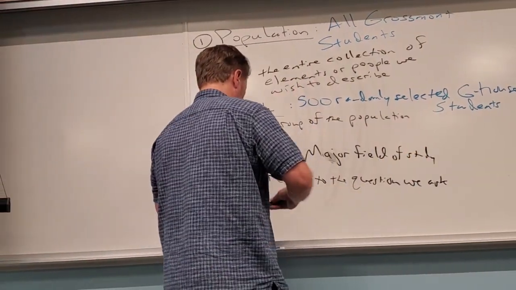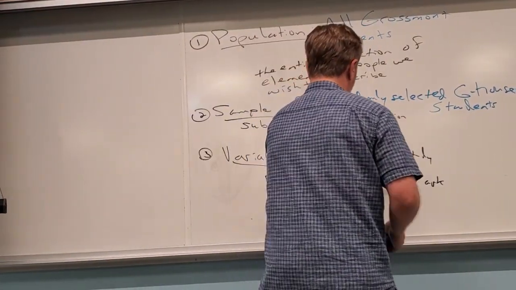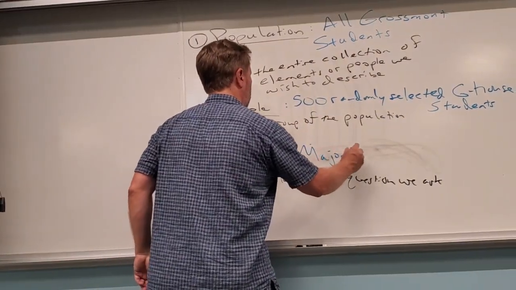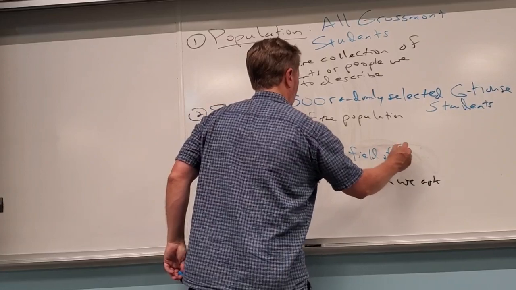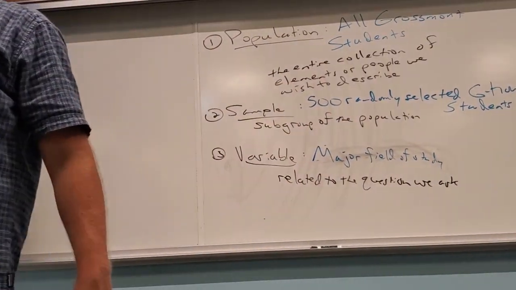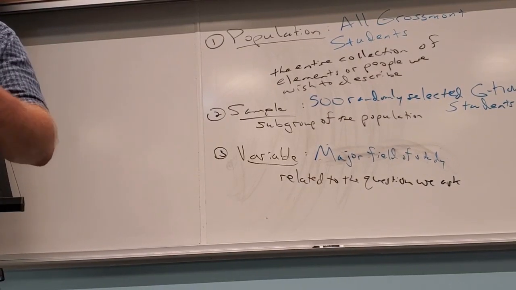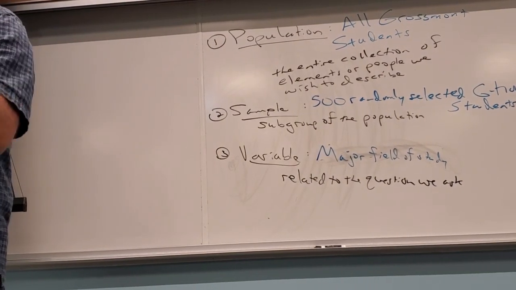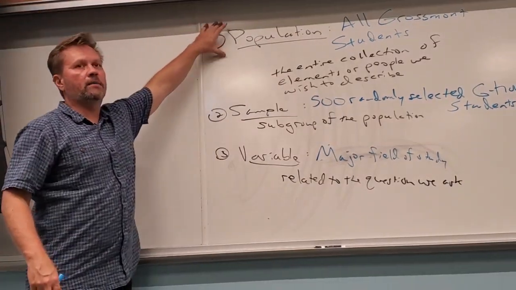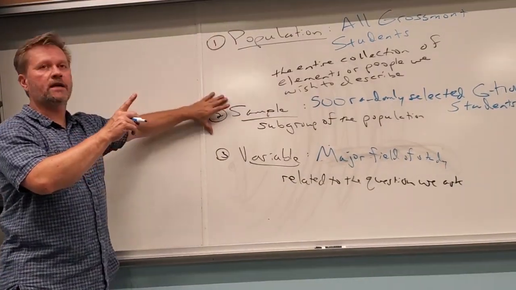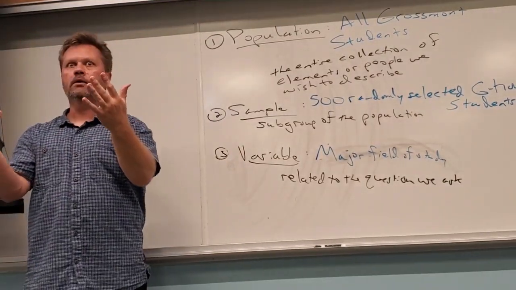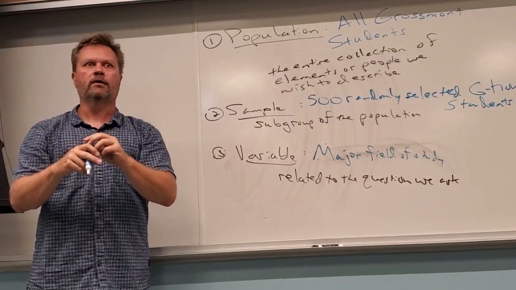I should have put that in blue. Let me get my eraser out. Major field of study. It's not a question, but it's related to the question, right? The question would be, what's your major? So the variable is the major, the field of study, right? So again, we have a group we want to say something about. There's no way I could talk to all of them, so I pick a sample and then I ask them a question. See how it's just flowing with what we would do to figure out the answer to the question from the beginning.